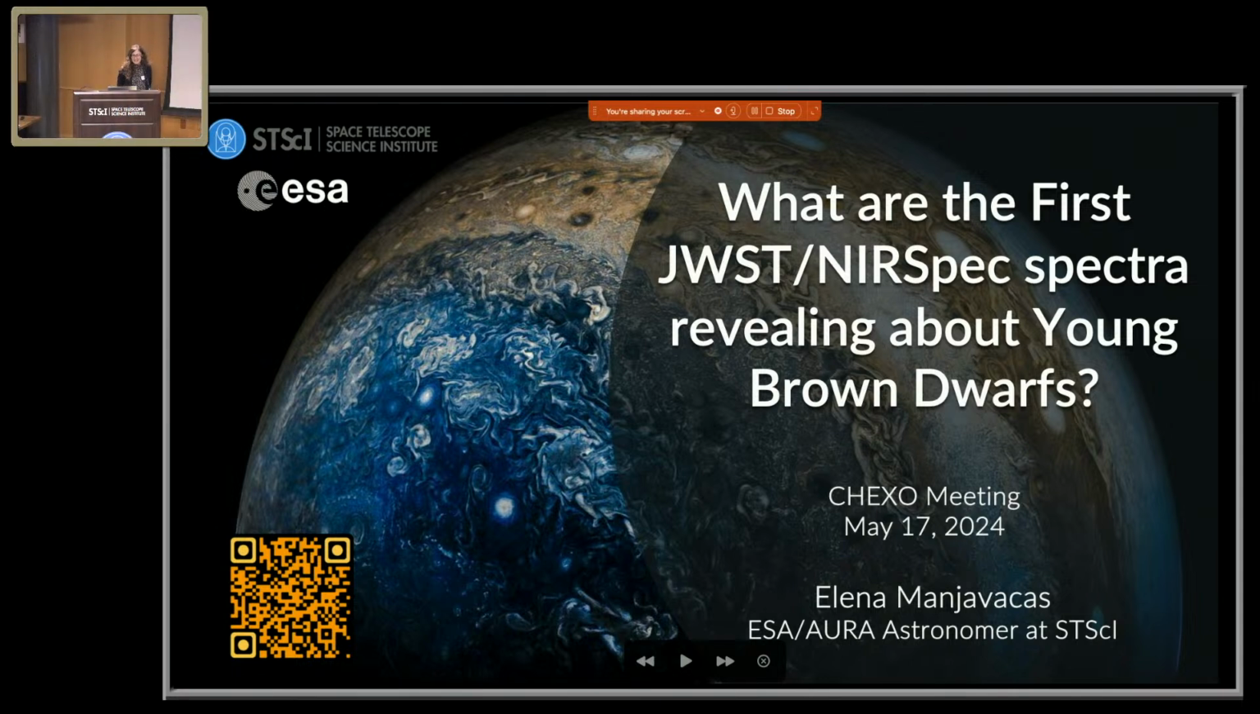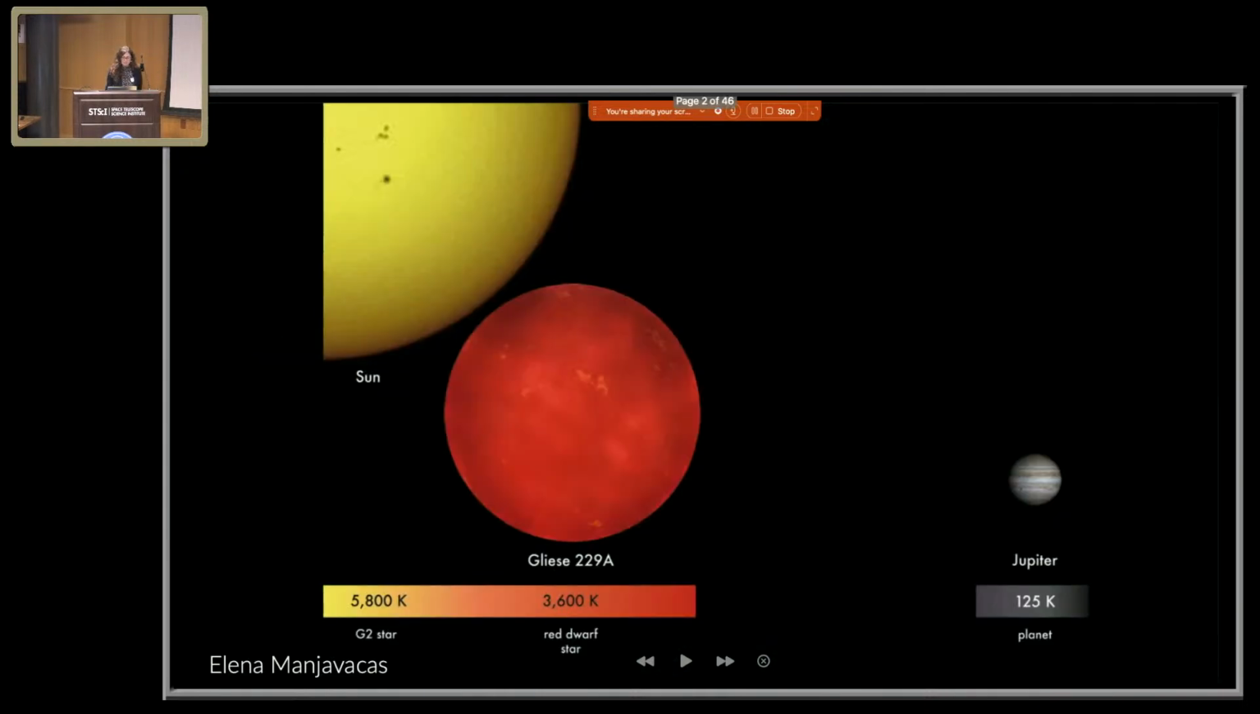All right. So today we are not going to talk about planets anymore. No, just kidding. I'm going to show you how the first NIRSpec JWST spectra of very young brown dwarfs look. First, to keep everybody on the same page, I'm going to explain what brown dwarfs are.